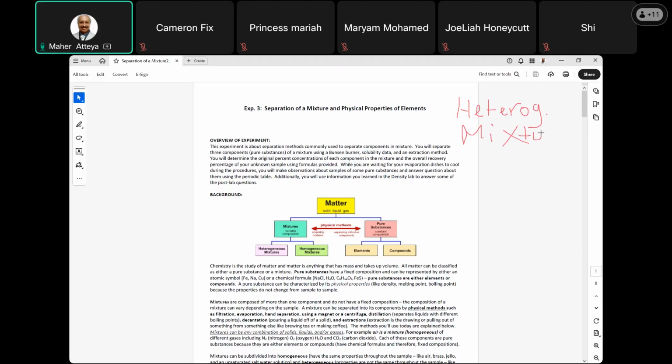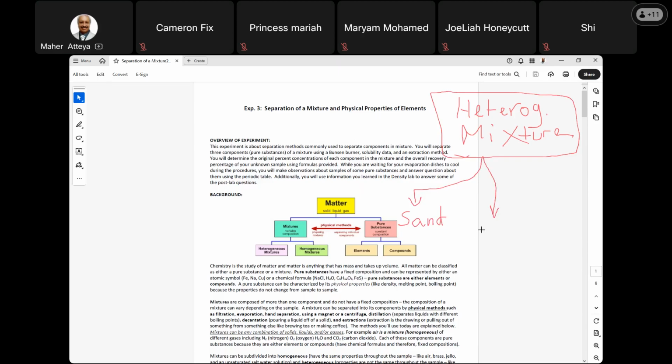But heterogeneous mixture made of, this mixture is made of 3 components. First component is sand. Second component is salt, kitchen salt. And the third component is fertilizer, it's ammonium chloride.